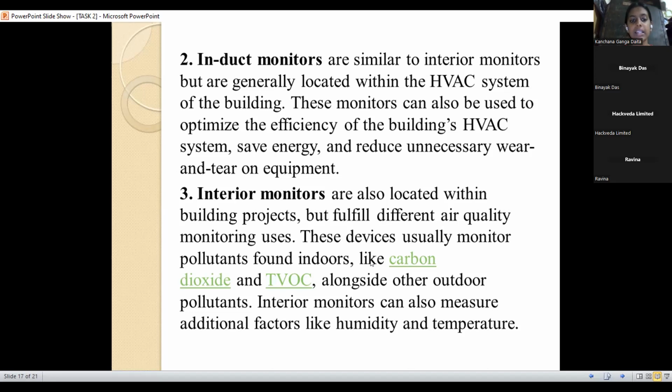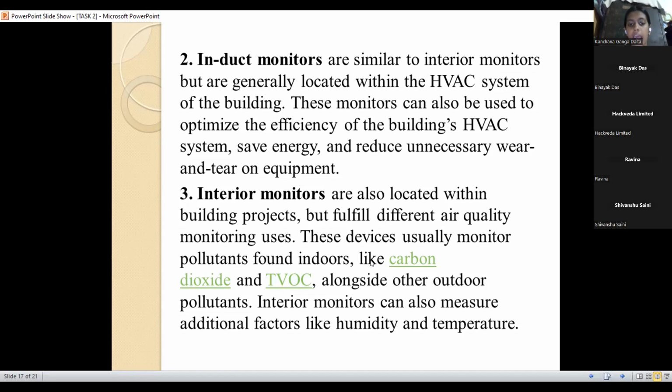And the third one is interior monitors. These are also located within building projects, but they fulfill different air quality monitoring uses. They can be used for pollutants found indoors, and we can have them inside for indoor purposes and also for outdoor purposes. So interior monitors have two applications, either indoor or outdoor.